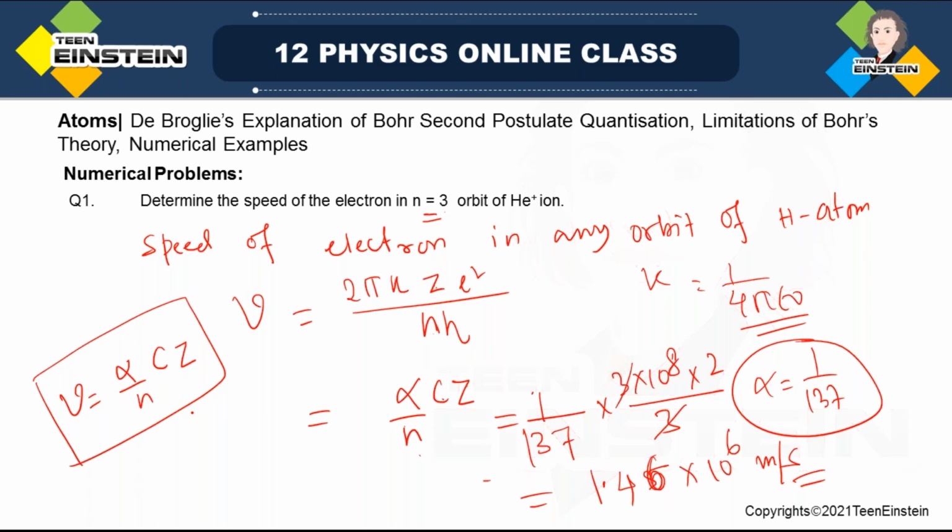Okay, and this is the formula, you just remember. Alpha by n, alpha has a value 1 by 137. This is a constant value. All right, so we'll move on to the next question.